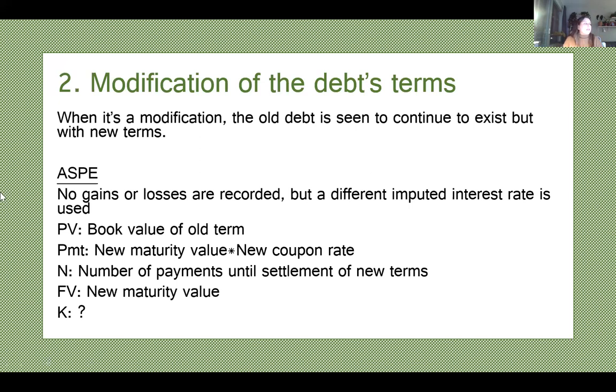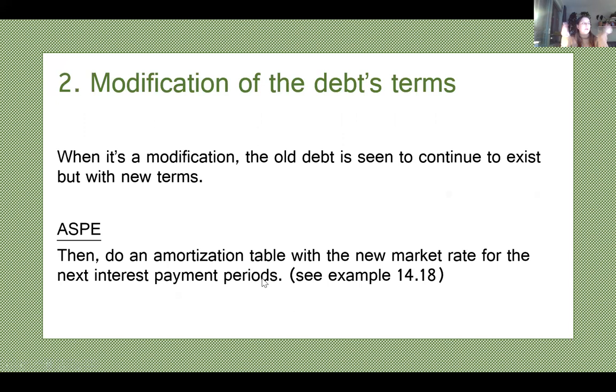we'll see. So for ASPE, you're going to redo your amortization schedule, where your issue price is the carrying value that you currently have in your books, and your maturity value is the new maturity value of the new terms of your debt. And then you're going to use as your payment the new maturity value times the new coupon rate, if there's any, and your payment terms, the longevity of your debt, is the number of payments until the settlement of the new terms. You're going to have to find a new market rate, and that's the market rate you're going to use to record your interest expenses in your books. So you do a little amortization table with the new market rate for the next interest payment periods. In your book, you can see an example of it at example 14.18.